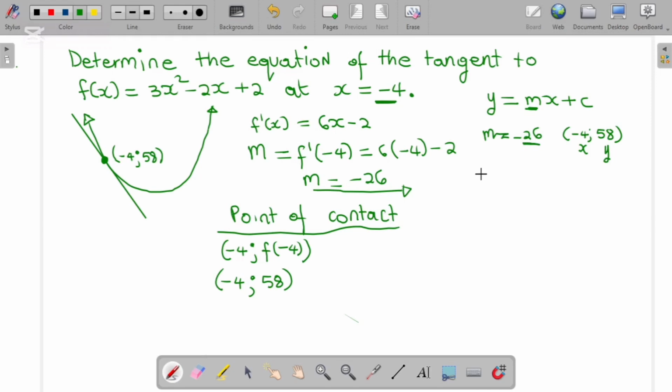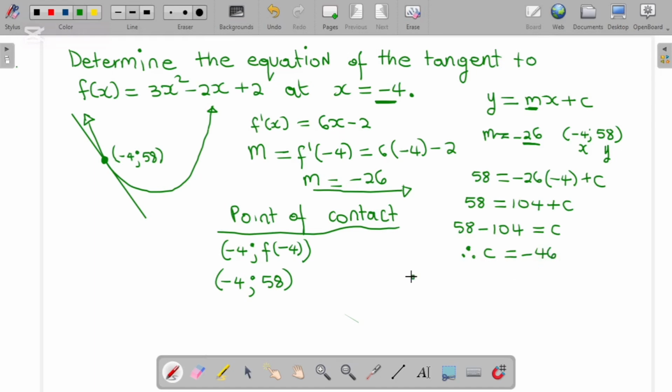Then let's do that. This will be 58 equals, instead of m, negative 26, instead of x, negative 4, plus c. This will be 58 equals negative 26 times negative 4, which is 104, plus c. And then 58 minus 104 equals c. Therefore c equals 58 minus 104, which will give us negative 46.